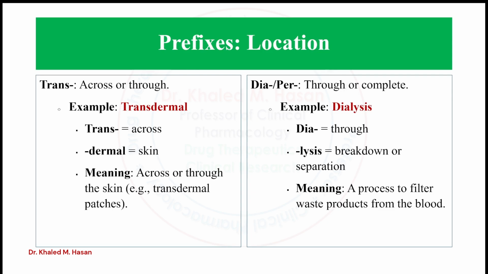Next regarding location prefixes, we are talking about trans, meaning across or through. Example for trans, we have transdermal. Trans means across, and dermal means skin. Here we are talking about across or through the skin. We use transdermal patches, for example, for medication for motion sickness. We have transdermal patches called scopolamine to prevent patients from suffering motion sickness or dizziness.